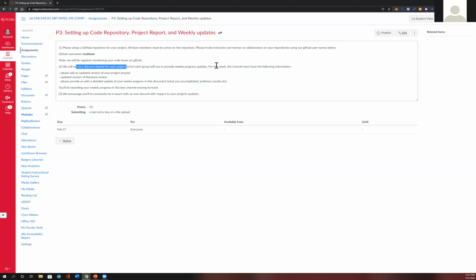So for this week, for P3, the channel should have the following information: an updated version of the proposal, an updated version of the literature review, essentially following up from P1 and P2, and then an update of your week's progress. So what you all have done, any preliminary results, any experiments, etc. And that will be the protocol you all will follow in subsequent weeks.